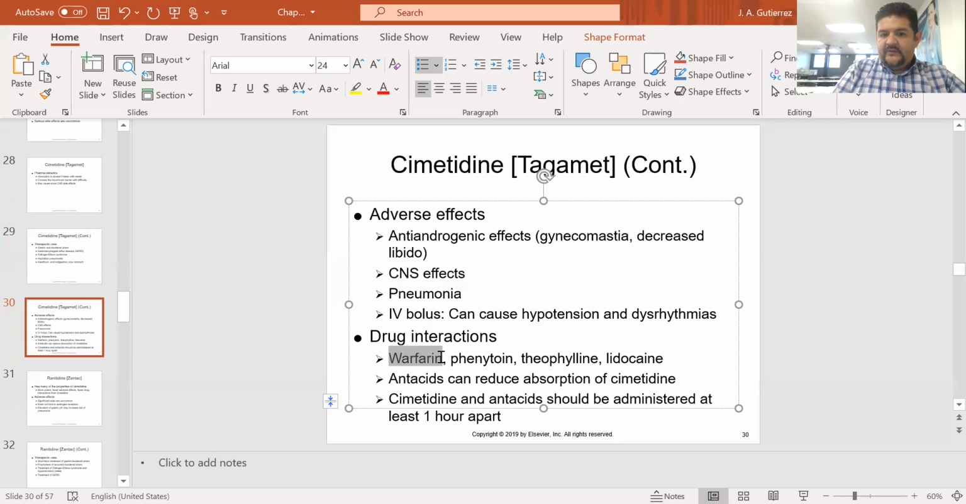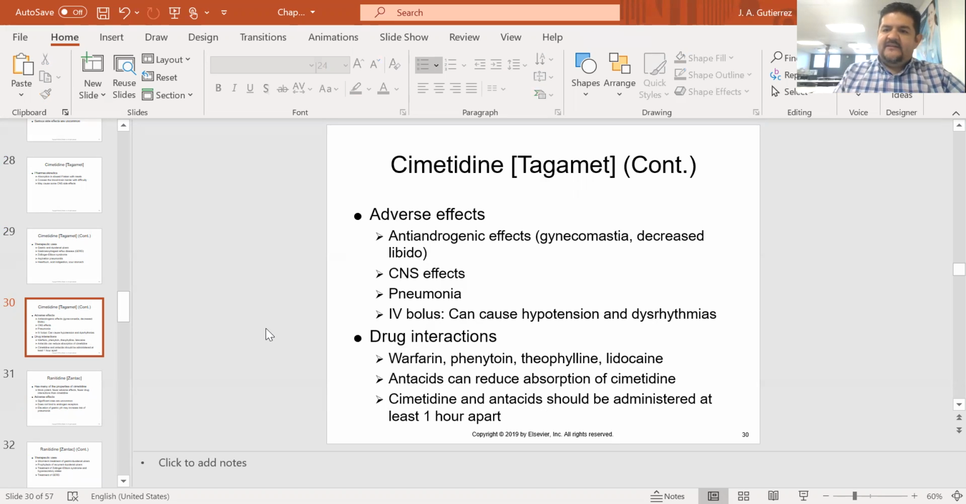Don't mix it with warfarin because it's going to block the effect of warfarin. Warfarin is a blood thinner. And don't mix it with antacids. Even though antacids are also used to control the acid inside the stomach, it's not a good idea to mix them together. Regarding this type of drug, the best advice is always to take one first, wait an hour, and take the other one.